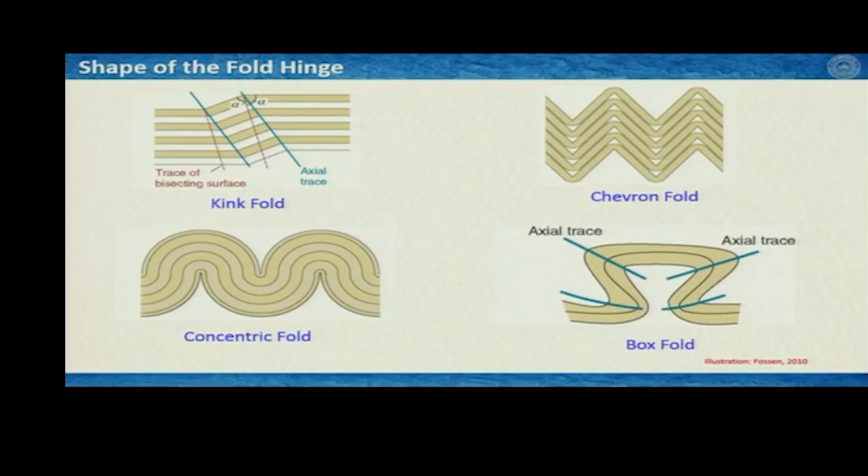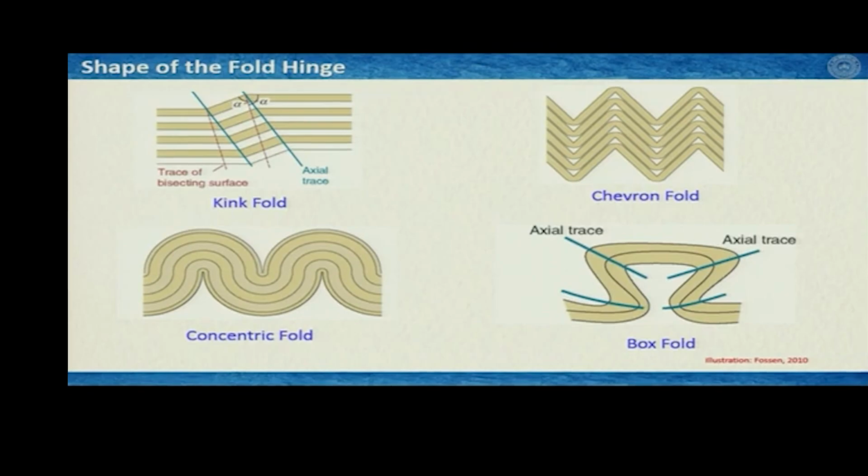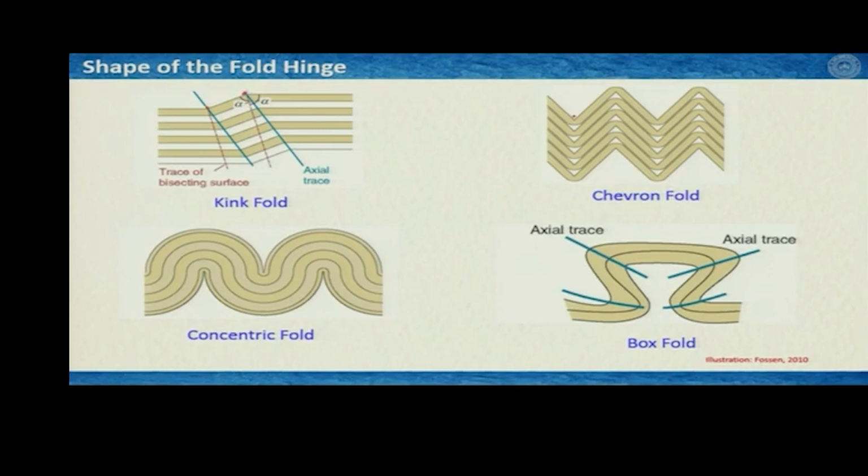Now, the shape of the hinge is also one of the very important parameters to describe a folded structure, and here I have shown only four end members you can think of. These are kink fold, chevron fold, concentric fold, and box fold. What we see here is that the kink fold and chevron fold both have a sharp hinge like this.